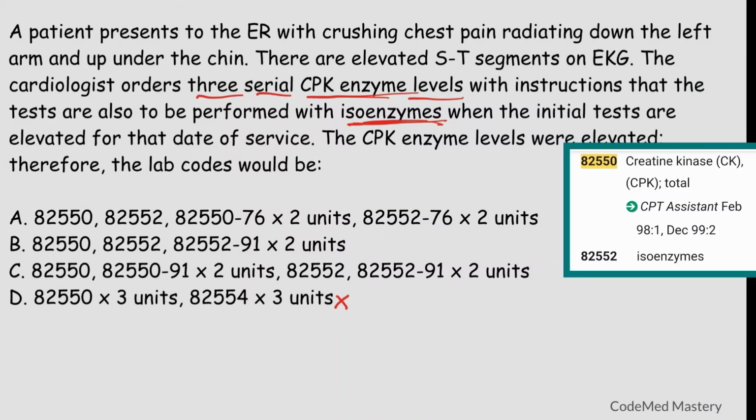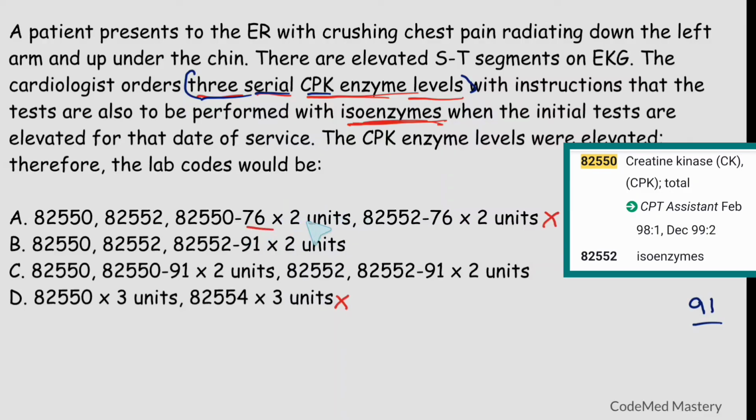In the scenario, they have mentioned the physician orders 3 serial CPK enzyme levels. And they have mentioned the tests are also to be performed with isoenzymes when the initial tests are elevated for that date of service. So here the tests are repeated because the physician orders a series of 3, right? So the lab tests are repeated. So we have to use the modifier 91, that is for repeat clinical diagnostic laboratory test. In option A, modifier 91 is not appended. So we can eliminate option A directly.